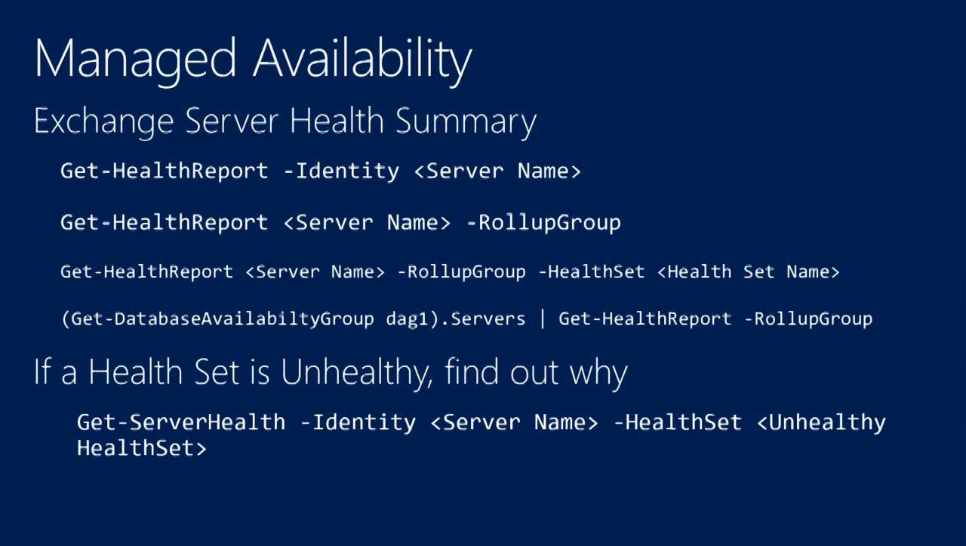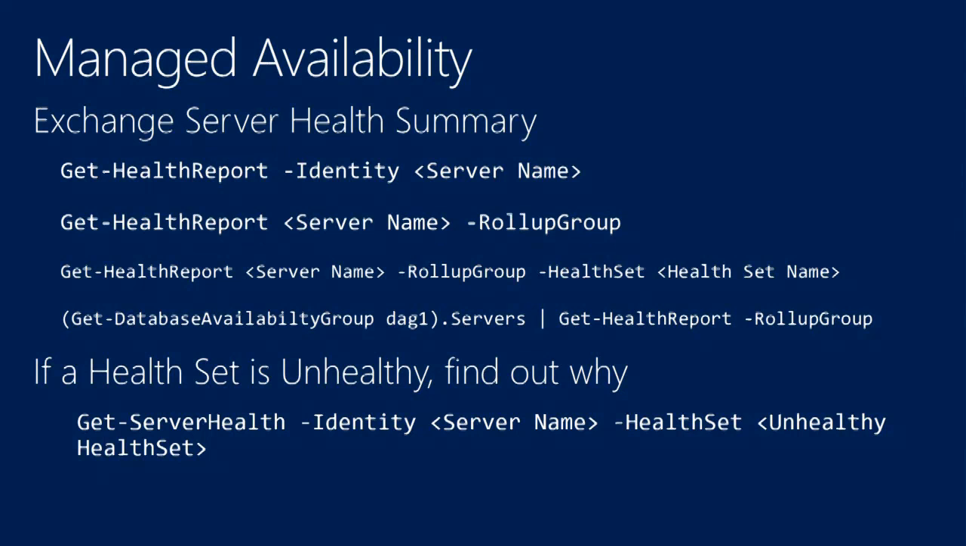So if you're just interested in a summary of what the health of the group is, you can get that through that roll-up as well. In fact, using this last script up here where we're doing Get-DatabaseAvailabilityGroup, we're getting all of the servers that are members of that DAG, and then piping it out to the health report, and that will give us a nice roll-up of that group of servers. So just at a glance with this one-liner, I'll know what the health and status of my DAG members are from a managed availability perspective.